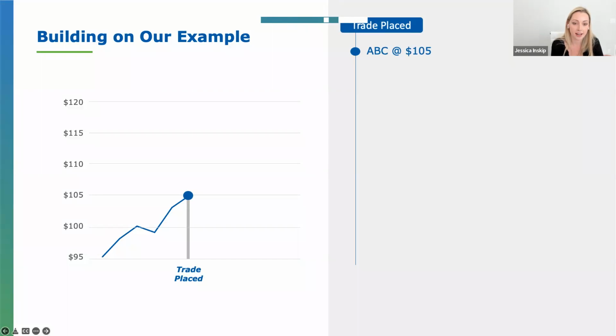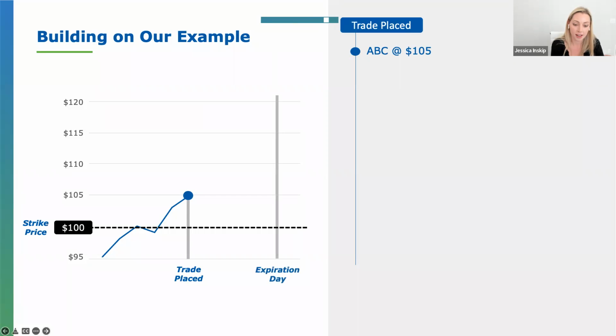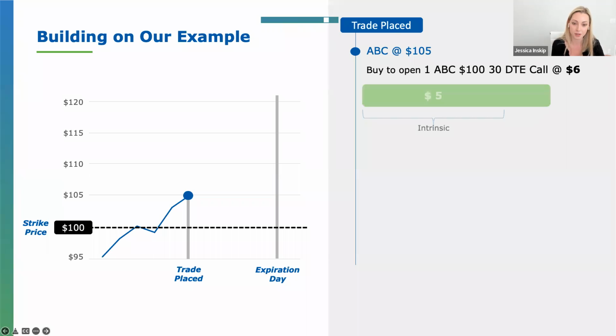So let's hypothetically say that we placed a trade and purchased a call when ABC is at 105 per share. We have a strike price of 100, which means we need it to go above $100 per share in order to be profitable. And we've got a 30-day expiration. So in order to do that, we would buy to open. So that's our opening transaction for the option. One ABC 30 days till expiration call at $6 per share. So we've got 30 days to have this option be worth something, and we purchased it for $6 per share, total of $600. That means $5 of this is intrinsic value, and the difference is extrinsic value, that $1.